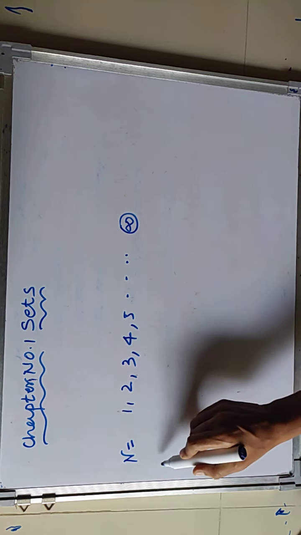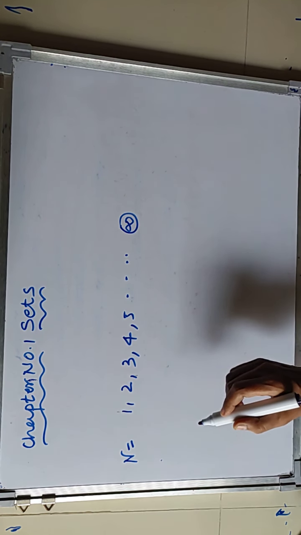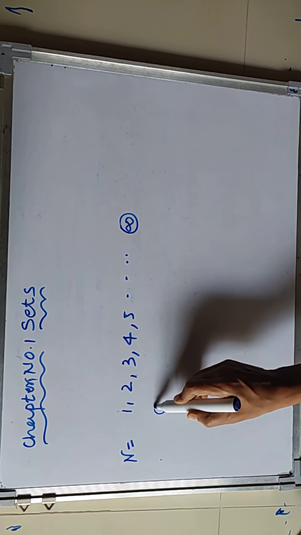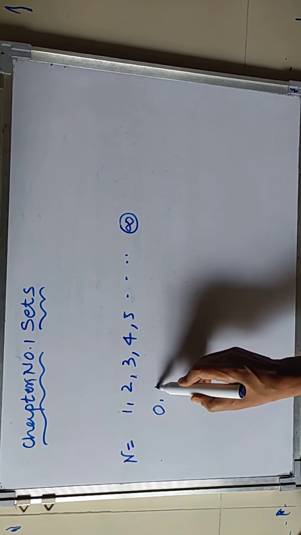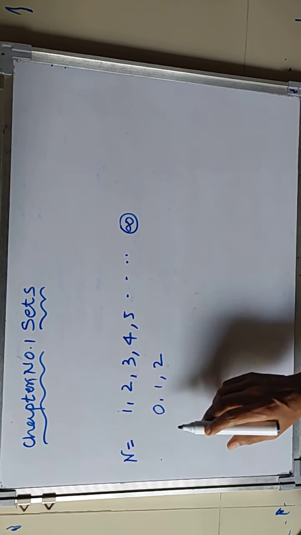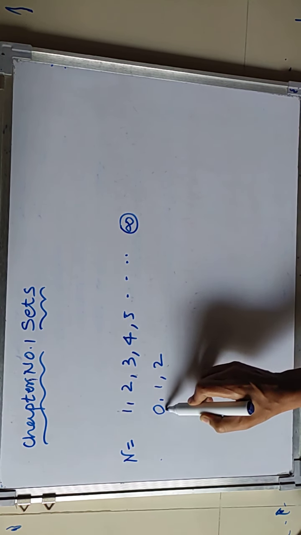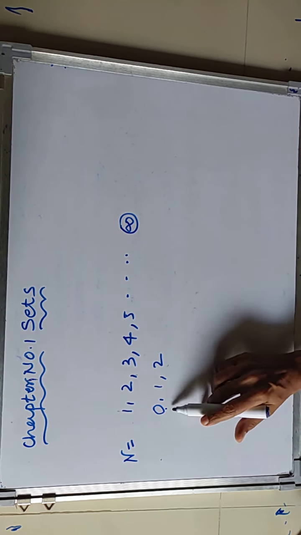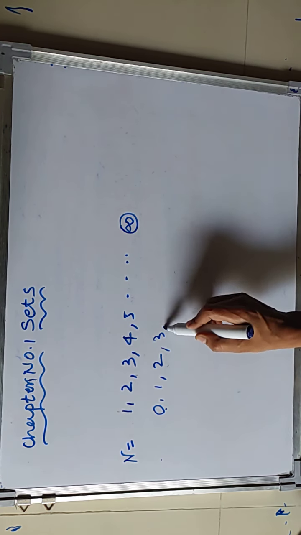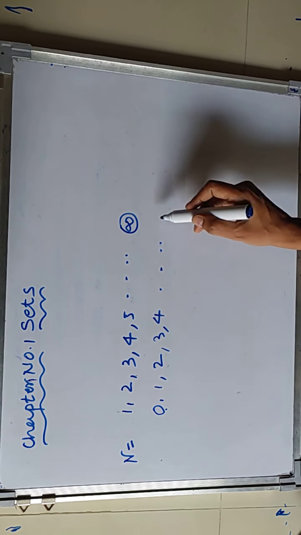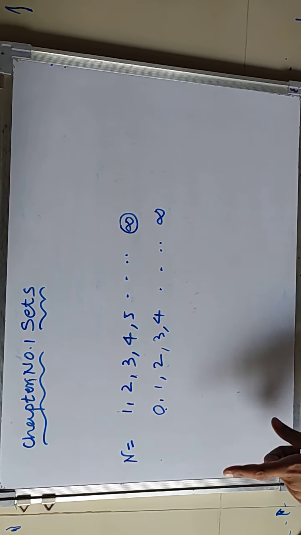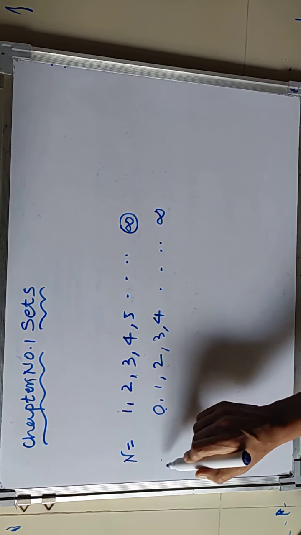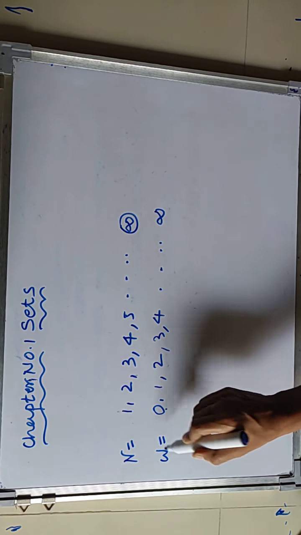Then whole numbers. Do you know the whole numbers? Whole numbers means 0 including the natural numbers. It means we have to add 0 to the natural numbers. Therefore you get 0, 1, 2, 3, 4 and so on up to infinity. These are said to be whole numbers. I write W for that.